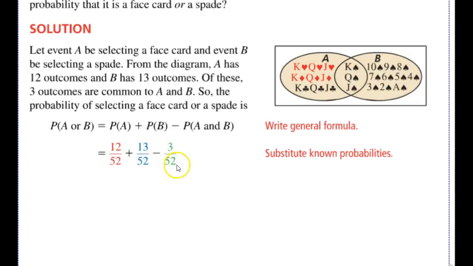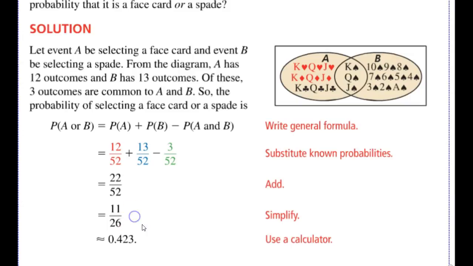So I go ahead and write out my fractions, then I add them, and then again I simplify my fraction, and I use my calculator to come up with approximately 42.3%, or 0.423, that I have a face card or a spade. So now let's think about, does this make sense mathematically?